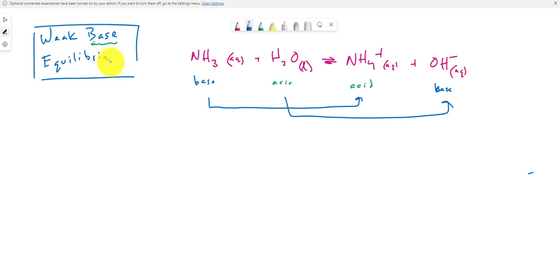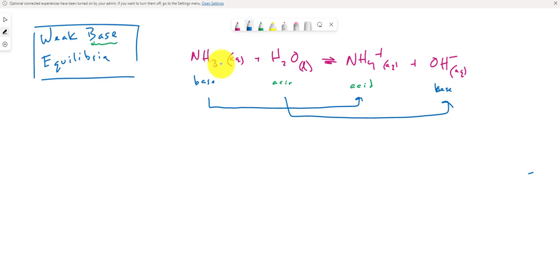So let's look at a really simple example, which is ammonia, NH3, in water. Ammonia, under the Bronsted-Lowry definition, is a base because it can accept a proton to make the conjugate acid over here, NH4+. In doing so, it must react with an acid. In this case, water is acting like the acid instead of the base, and that forms hydroxide as the result.